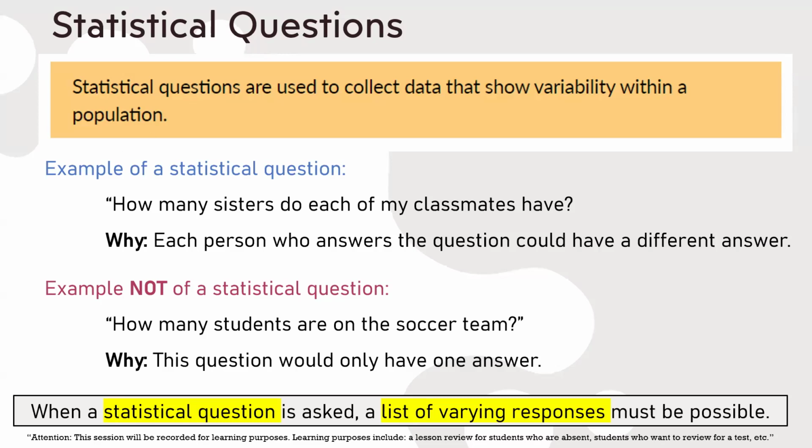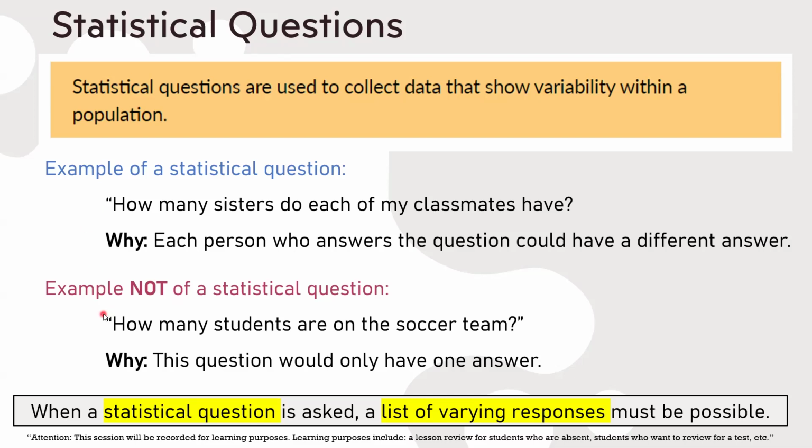When we're looking at a question to determine whether it's statistical or not, this first one is an example of one that is. How many sisters does each of my classmates have? This is statistical because we can collect data. We can go to every single classmate and write down how many sisters they have. So we have a variety of different answers.